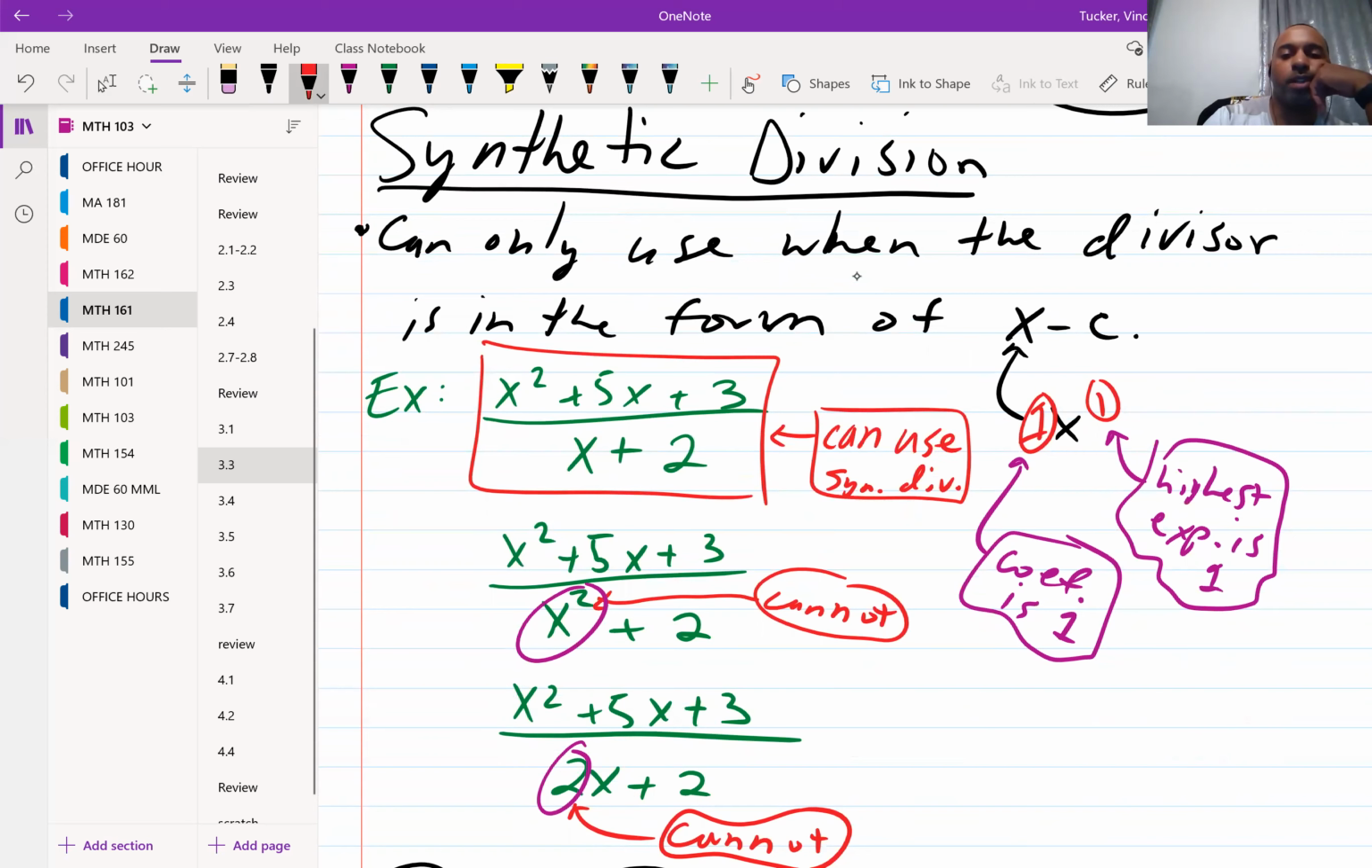So you can use synthetic division there because when you look at x, the number in front of x is 1 and the exponent is 1. In your denominator, we're talking about in your denominator. That's your divisor. Now, we cannot use synthetic division in the second one because we have x squared. And we cannot use synthetic division in the third one because we have 2x. So if it's something other than 1 in front of your x, something other than 1 as your exponent for x, then you cannot use synthetic division.